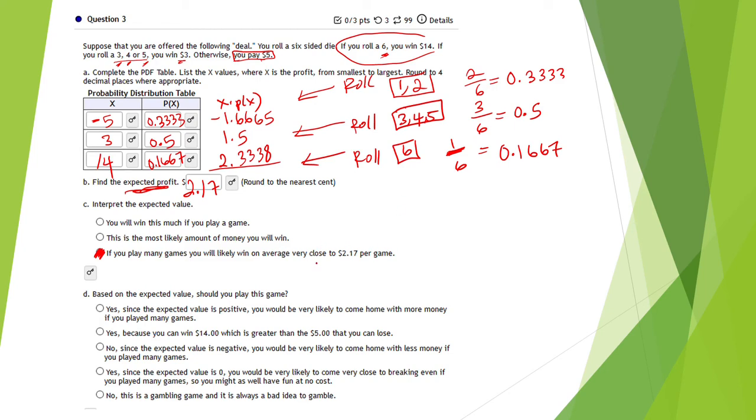Part D, based on the expected results, should you play this game? Well, this game has a positive outcome. We're more likely to win in the long run. So yes, you should play this game. And the best option here is the first one. Yes, we should play this game since the expected value is positive. You would be very likely to come home with more money if you played many games.